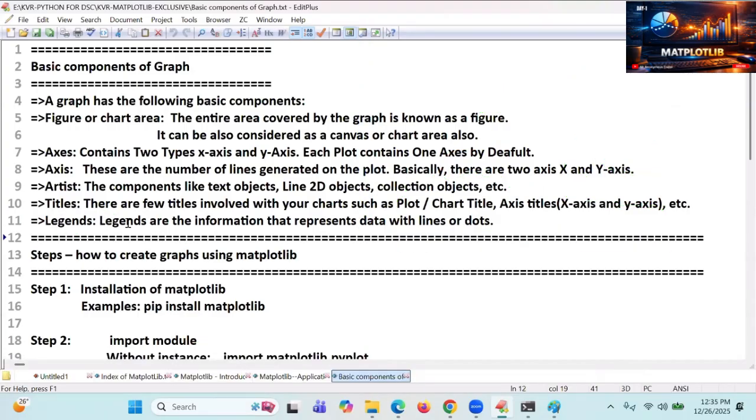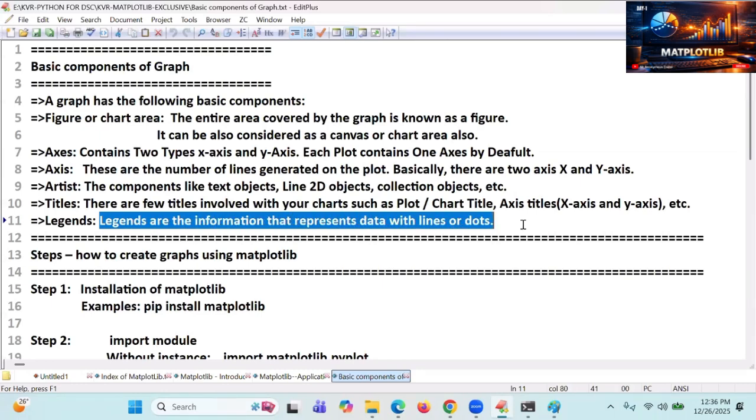Legend. Legend is the information that represents the data with lines or dots. Red line is what? Green line is what? Are you following? So that is known as legend. Legend means description about my artist. Description about the artist, that is what I want to say.